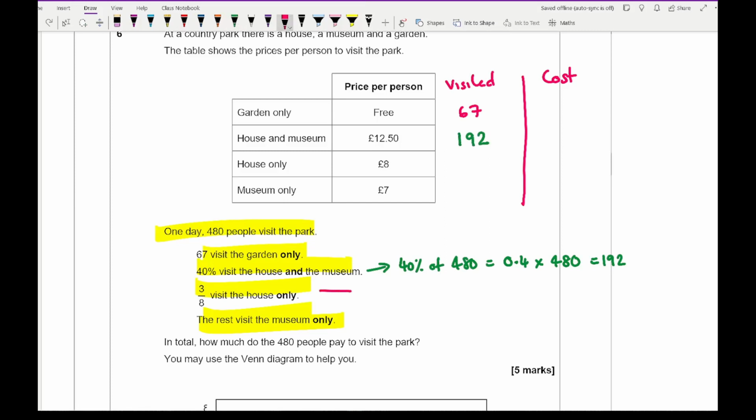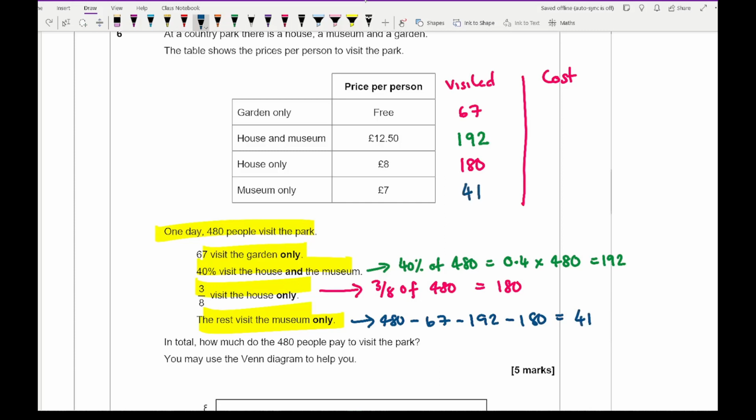Then for the house only, that's going to be 3/8 of 480. And again, of means times, so it's 3/8 multiplied by 480, and that gives me an answer of 180. And the museum only, all I've got to do is take away those numbers. So I've got 480 minus 67 minus 192 minus 180, and the museum only comes up to a total of 41.